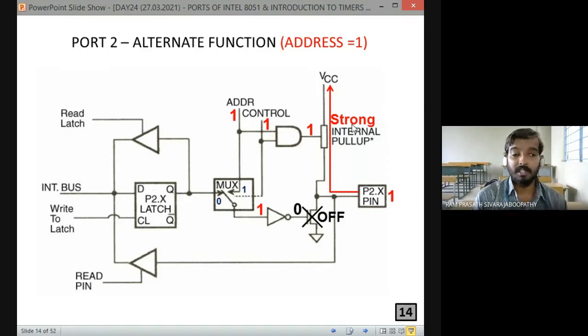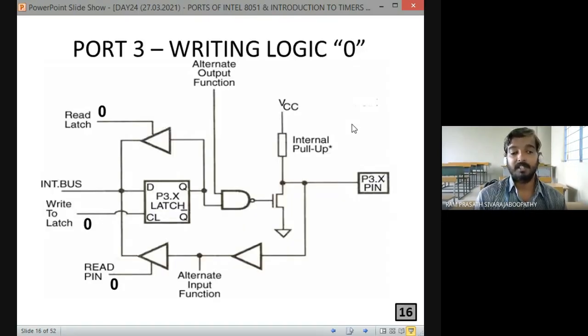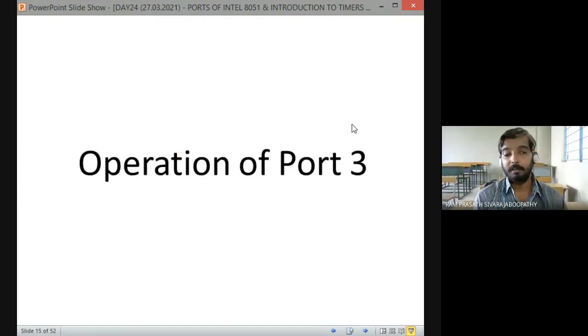Okay, that's all about the operation of port 2. Now we will get into the operation of port 3. Yes, operation of port 3. What about the alternate function of port 3? Can you type it in the chat? Whether it is going to function as address bus or data bus. What about the functionality of port 3 pins?